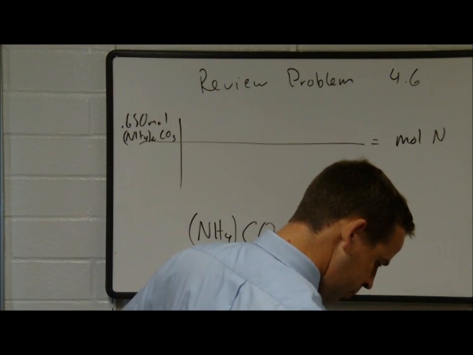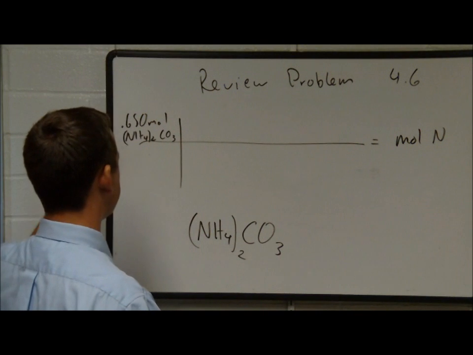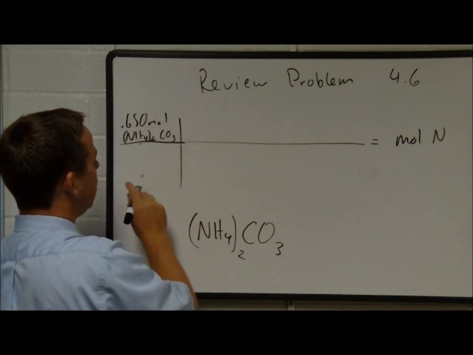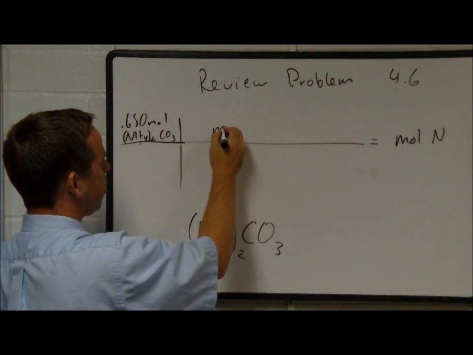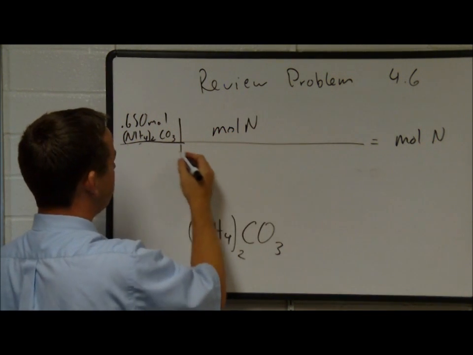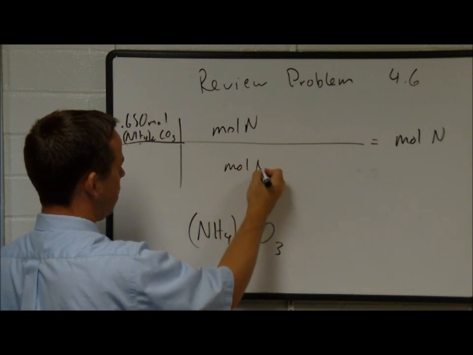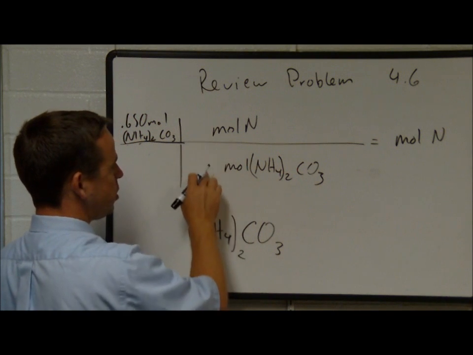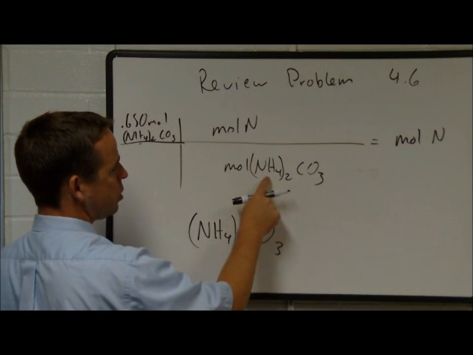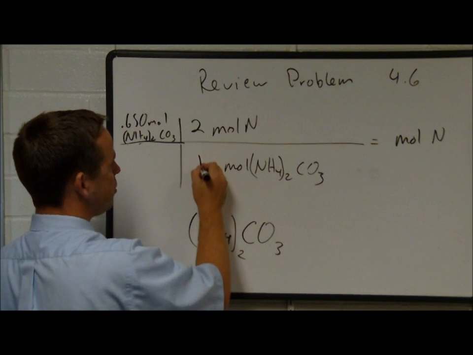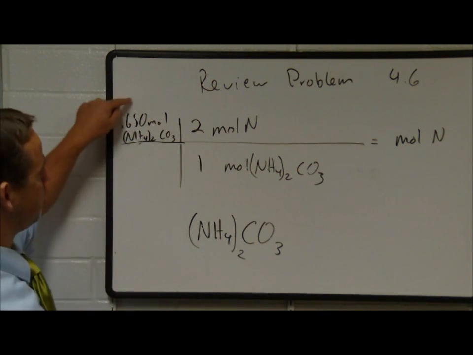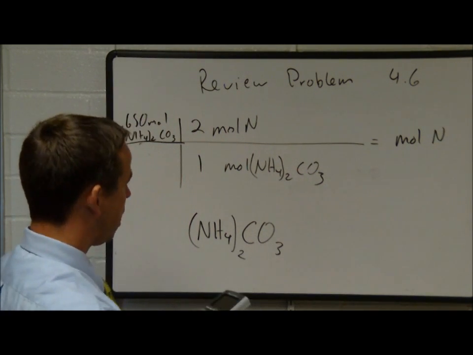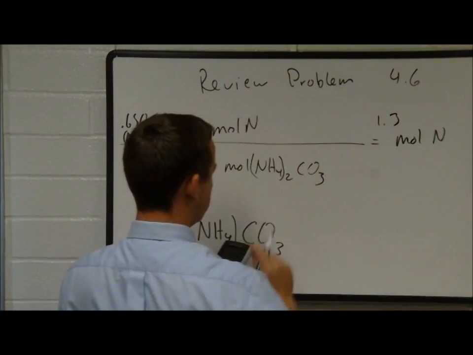The question is how many moles of nitrogen are in that many moles of ammonium carbonate, and then how many grams of this compound supply this much nitrogen. So if we have 0.650 moles, how many moles of nitrogen is that? For every mole of (NH4)2CO3, how many moles of nitrogen are there? For every 1 mole of this, there's 2 nitrogens, so there's 2 moles of nitrogen for every 1 mole of that. So we take 0.650 times 2, and we got 1.3 moles of nitrogen.